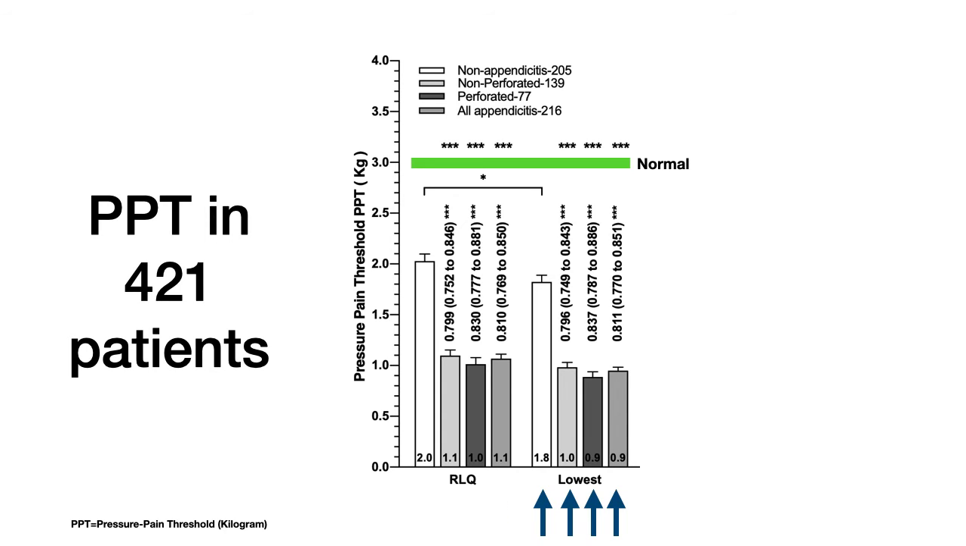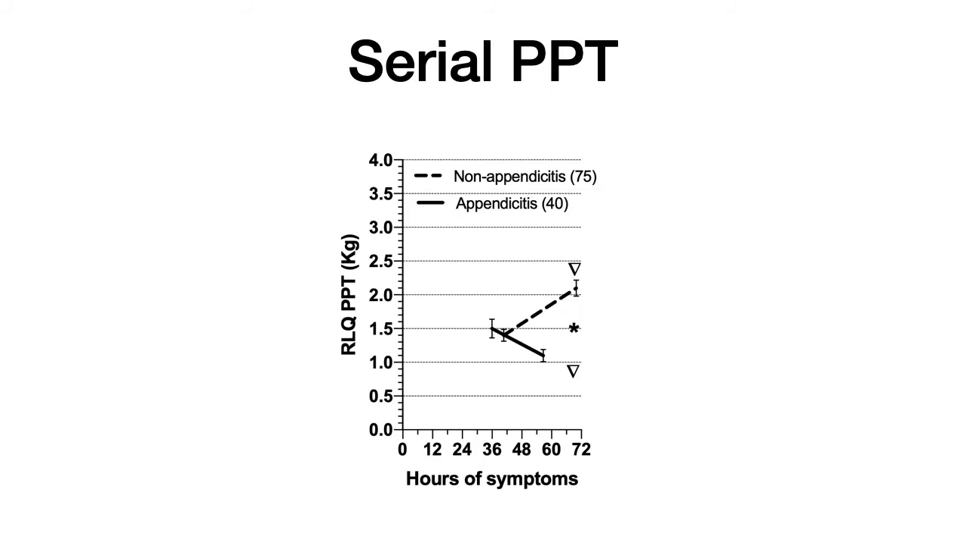And ditto for the lowest quadrants. The vertical numbers indicate the area under the curve, which we will describe a little bit later. Next, serial readings. We had 75 patients where we followed the thresholds, 75 without appendicitis and 40 with appendicitis. Both groups started at about 1.5 kilo.